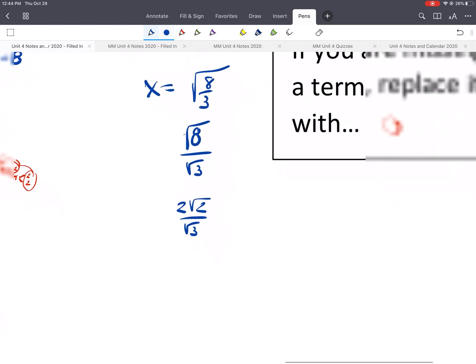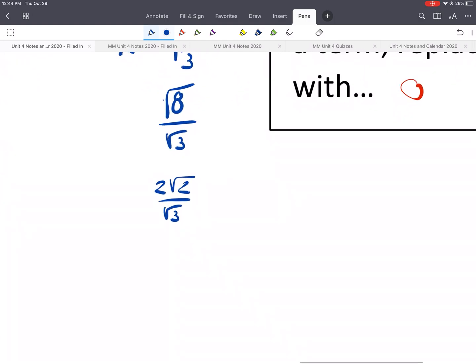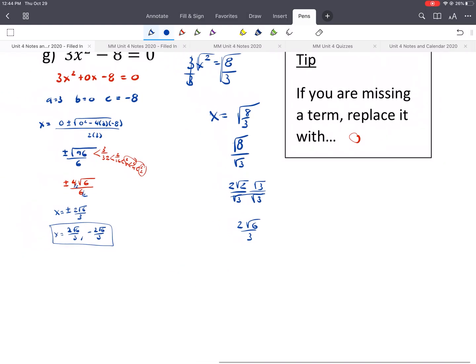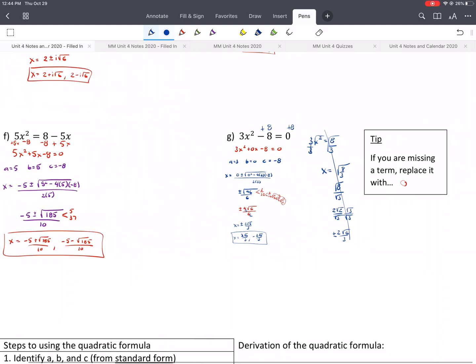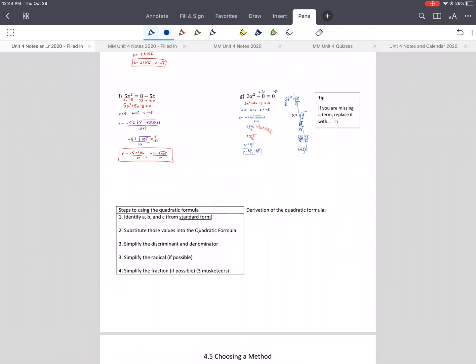One of the things we haven't really talked about is that we should never have roots in our bottom, our denominator. So to get rid of that, we would multiply top and bottom by the square root of 3. And the square roots would cancel. We'd get 2 square roots of 6 over 3. And that does give us the same thing. So it works either way. That one's a little tricky since we haven't really covered that kind of stuff, but it's kind of cool. Anyways, so that is it.